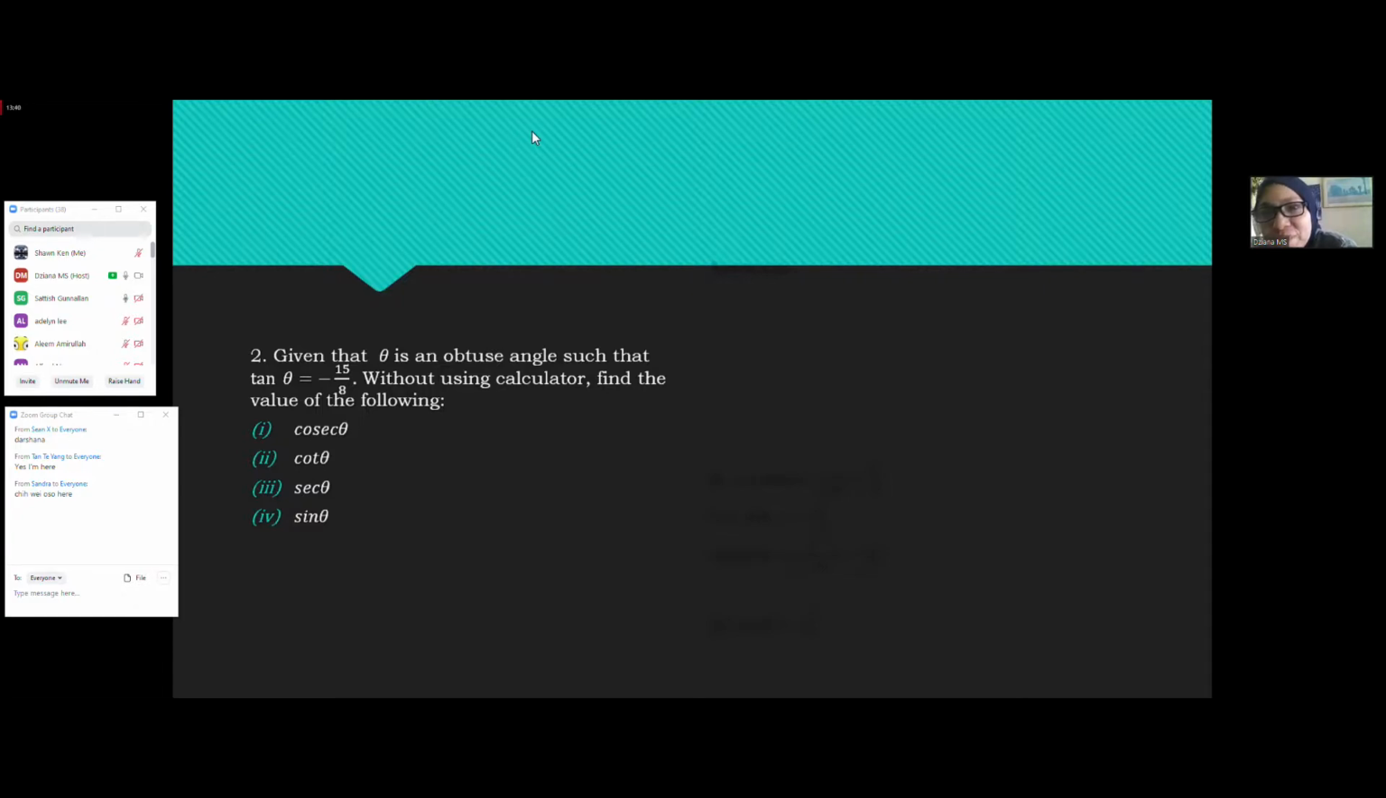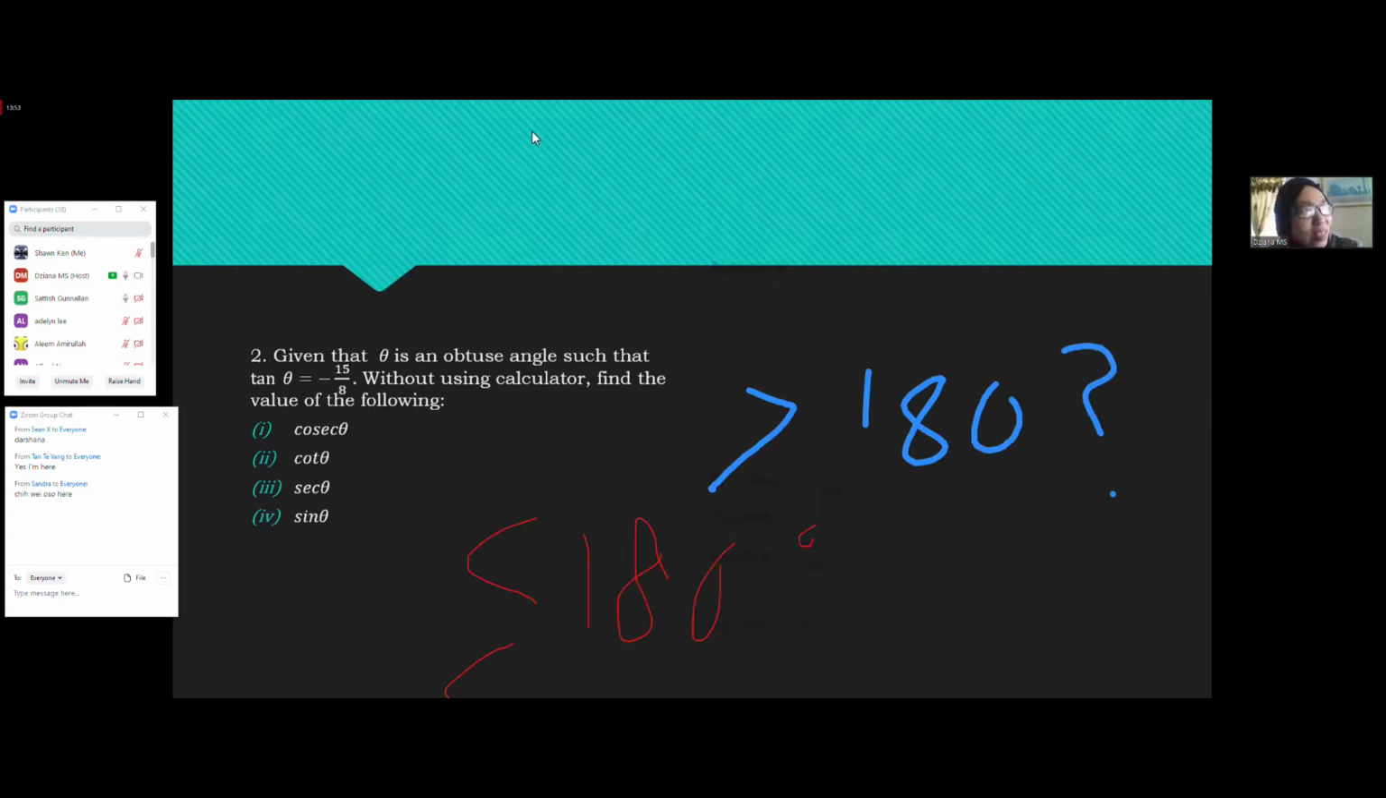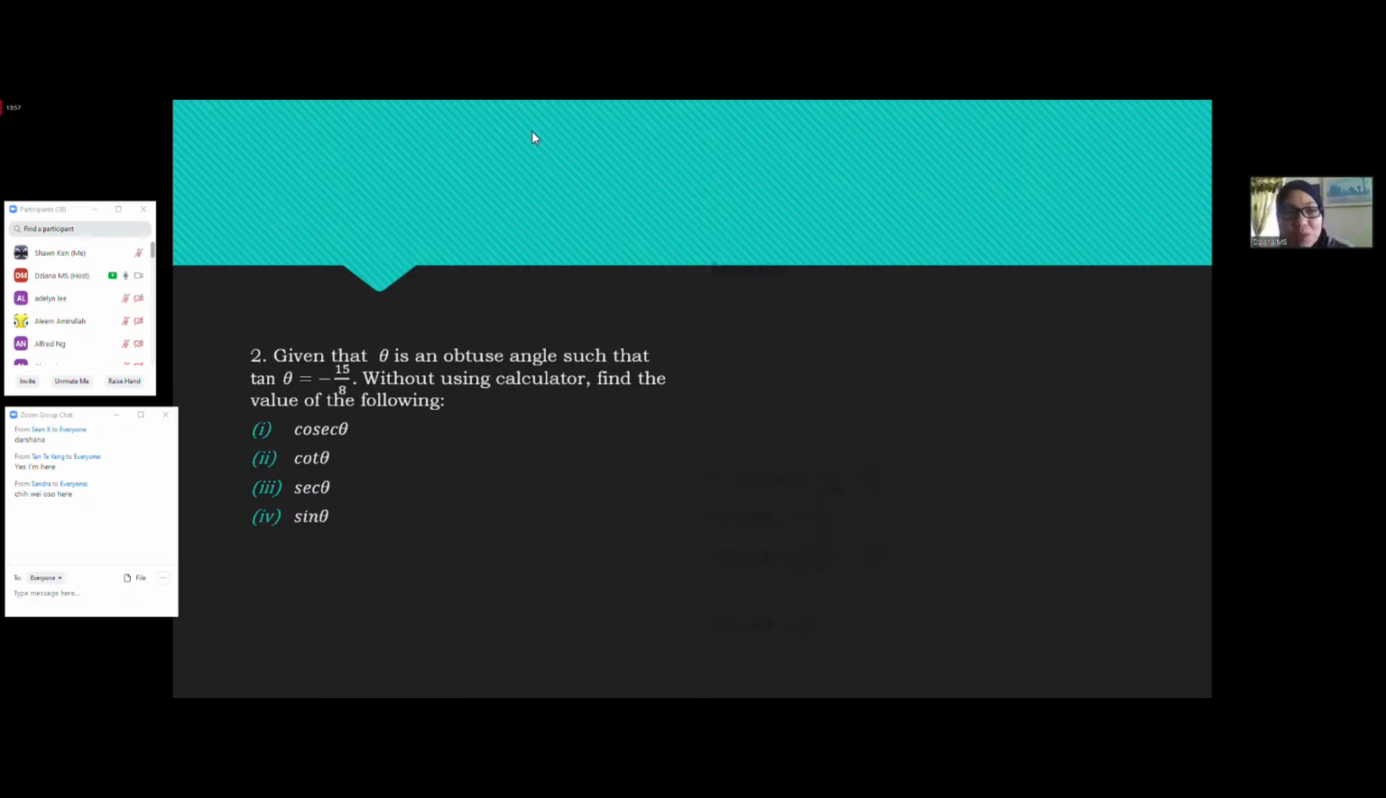45 to 90? No. More than 180? Is it obtuse? 90 to 180, yes. An obtuse angle is 90 to 180. You must remember this one. Now, an obtuse angle is between 90 and 180.